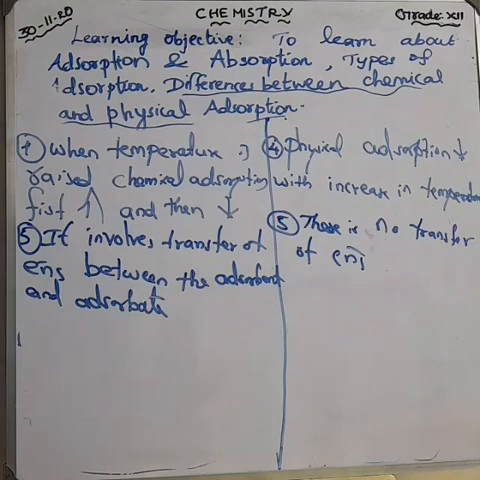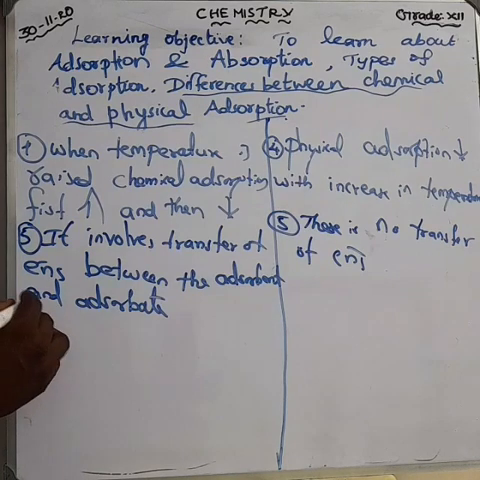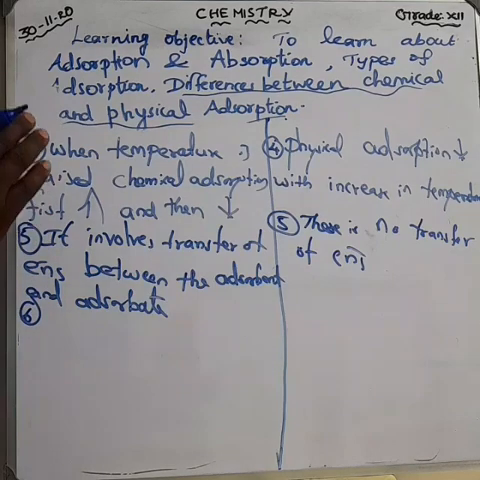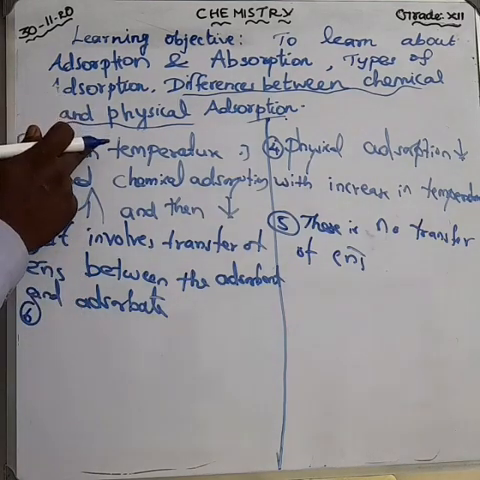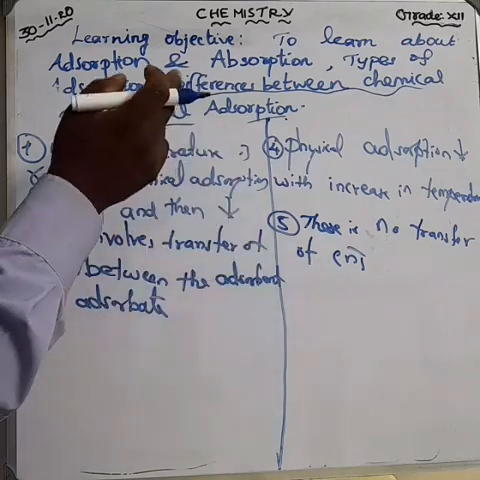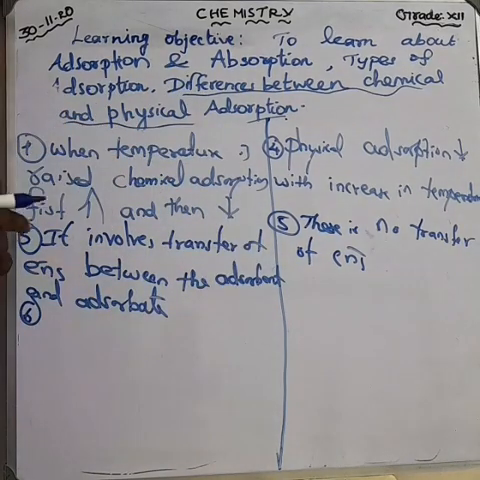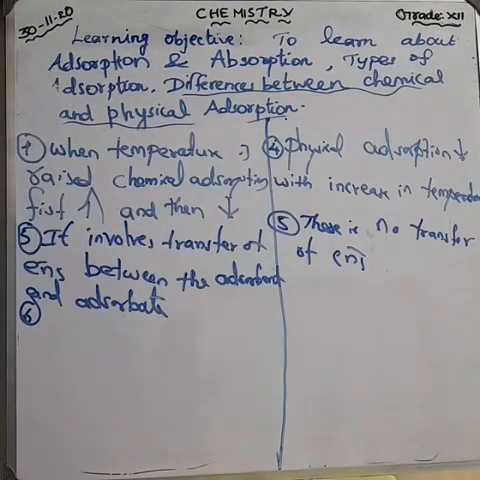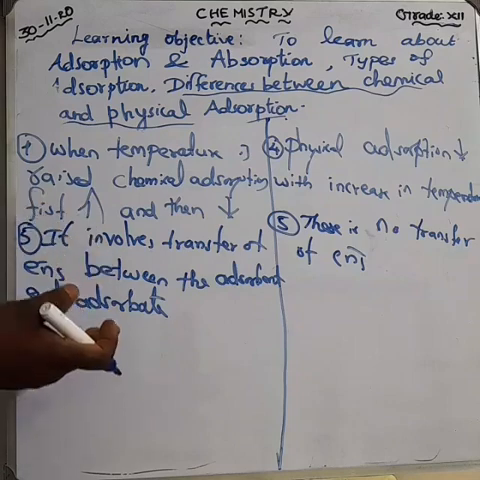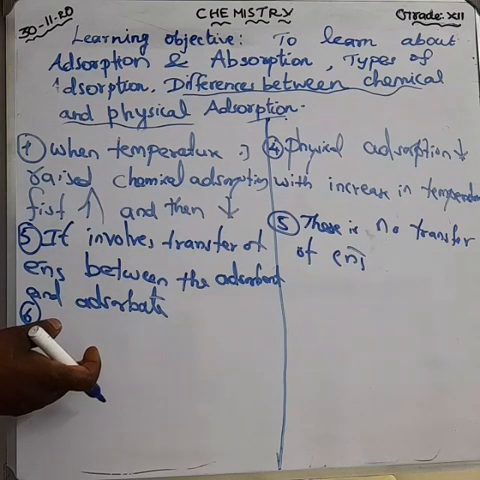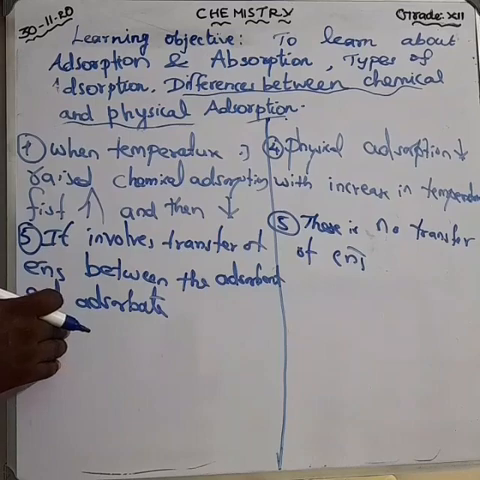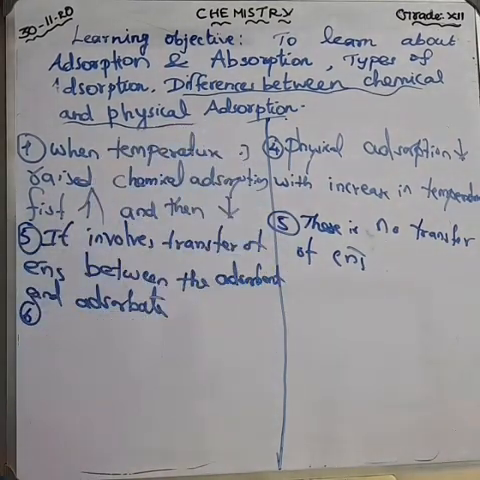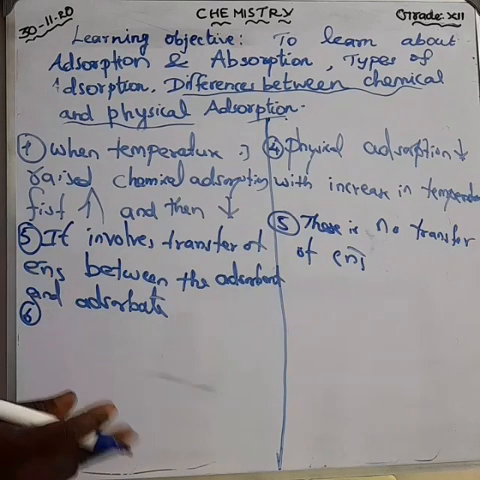Previously I told you about that, the sixth one. What about the heat of adsorption? Heat of adsorption is high in chemical adsorption. Heat of adsorption is low in physical adsorption, approximately 40 kilojoules per mole. 400 kilojoules per mole in chemical adsorption and 40 kilojoules per mole in physical adsorption. Don't forget that. It's a one-word question.